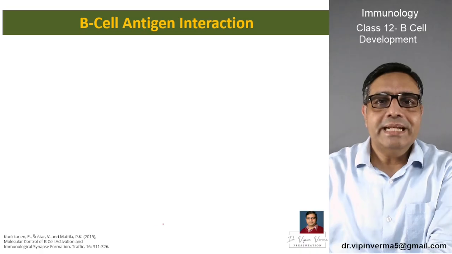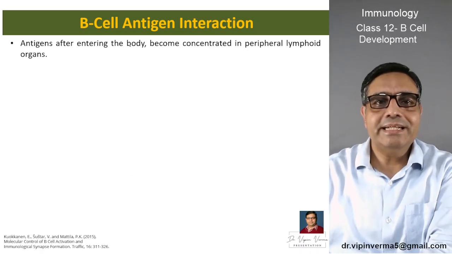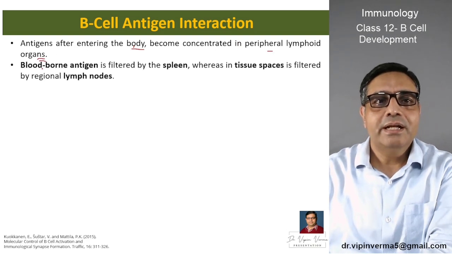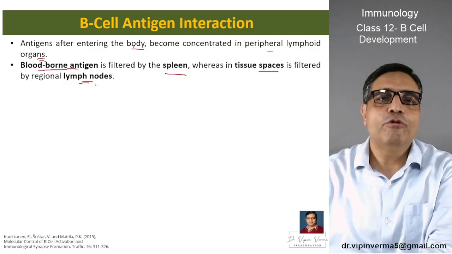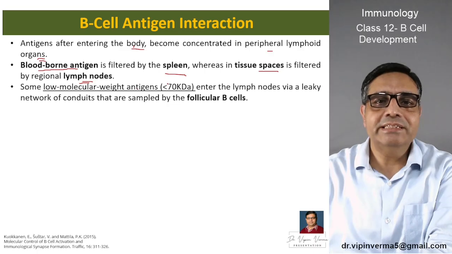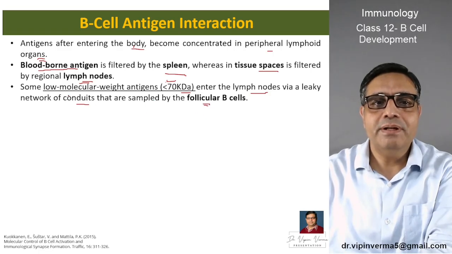Now let's see how the B cell antigen interaction takes place. So antigens, after entering the body, become concentrated in the peripheral lymphoid organs. Correct. Now if the blood-borne antigen is there, then it is filtered by the spleen, whereas in tissue spaces it is filtered by the regional lymph nodes. Now some low molecular weight antigens, whose molecular weight is less than around 70 kilodalton, enter the lymph node via a leaky network of conduits that are sampled by the follicular B cells. So follicular B cells sample these low molecular weight antigens, which simply leak into the conduit network.